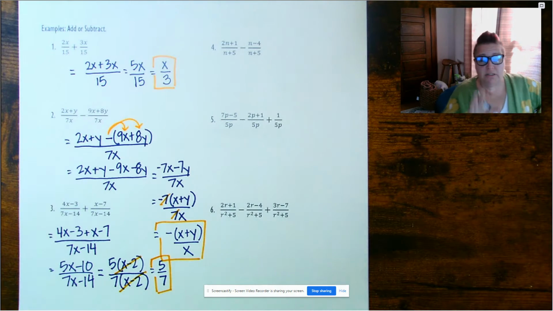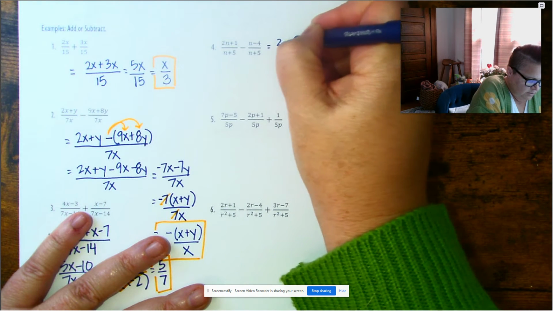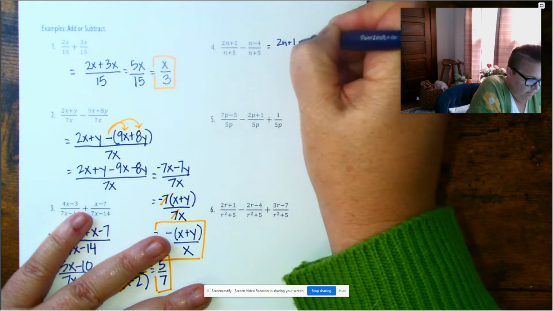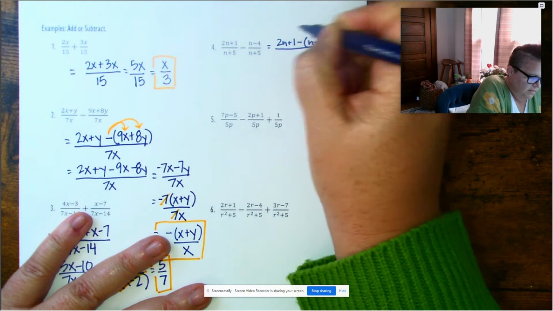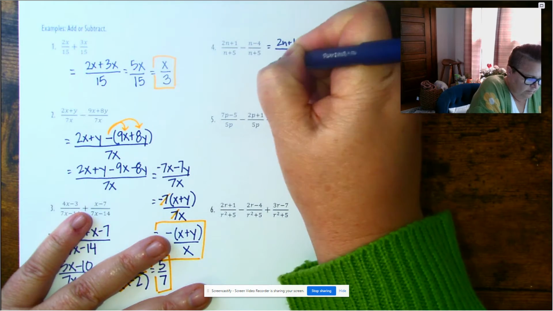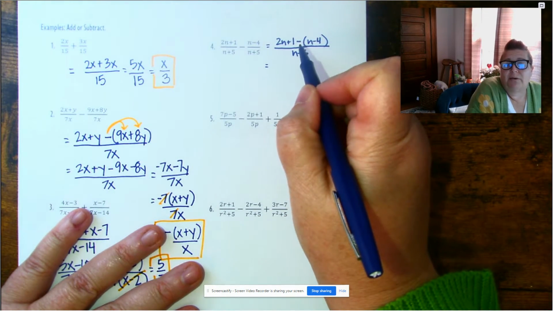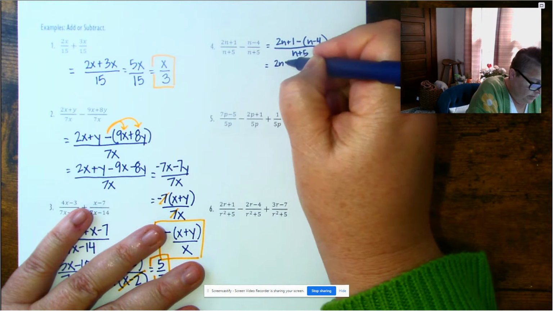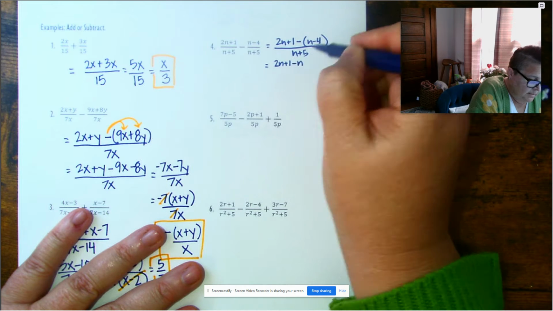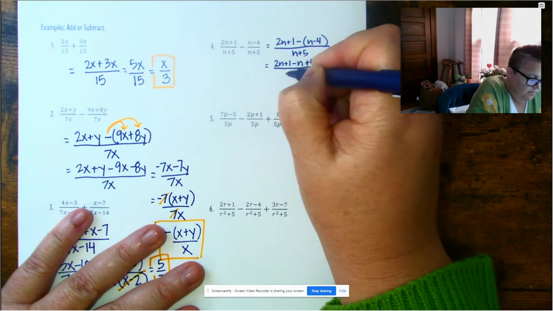The thing about subtraction is I need to remember to put the one that comes after the sign in parentheses. So this is going to be 2n plus 1 minus n minus 4, all of this over n plus 5. Now, I have the subtraction because I want to subtract both of those. So that'll be 2n plus 1 minus n minus a minus 4 all over n plus 5.